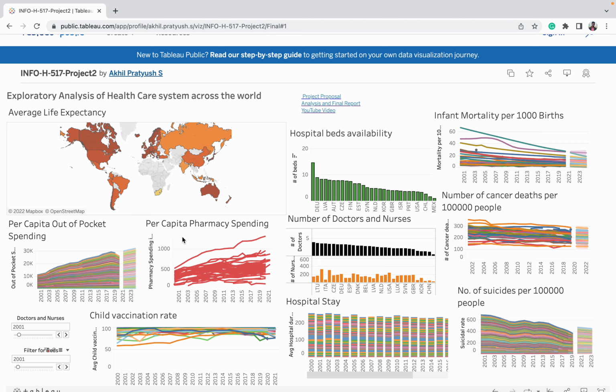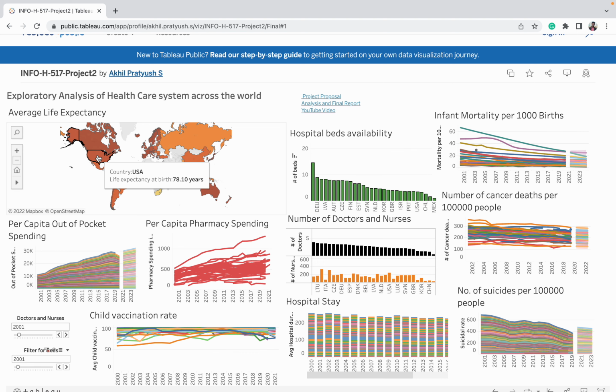If you observe per capita pharmacy spending, there is an increase for all countries, and the same goes for child vaccination rate. For this particular country, in the beginning around 2000 it's 58%, but later it increased to almost 86%. And as Akhil said before, you can use this map as a filter.